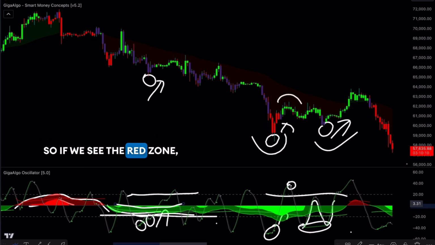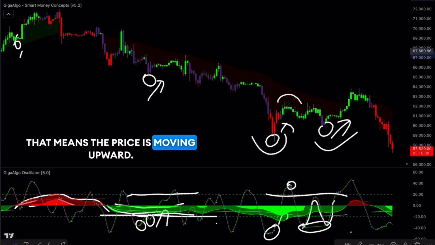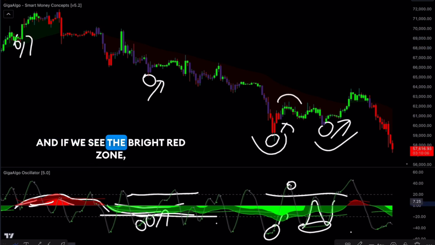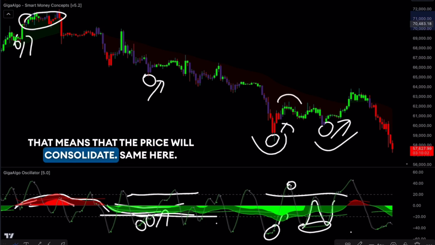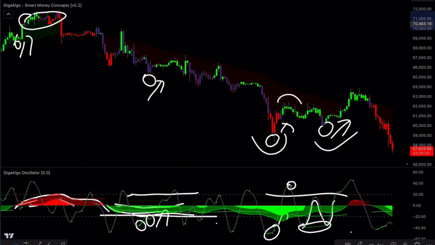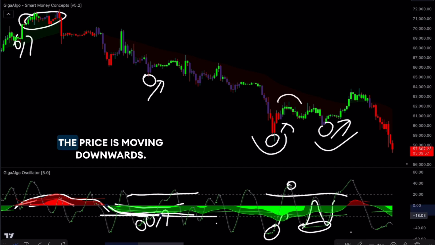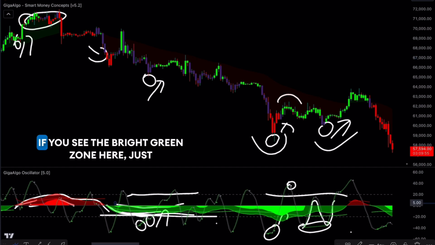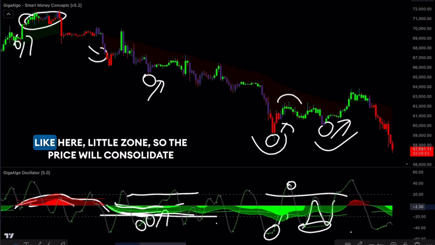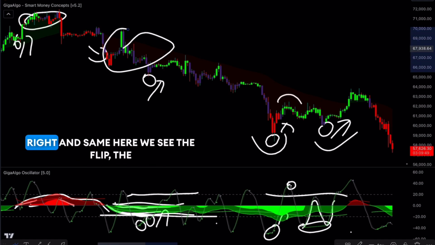So if we see the red zone, that means the price is moving upward. And if we see the bright red zone, that means that the price will consolidate. Same here, if we see the green zone, the price is moving downwards. If you see the bright green zone here, just like here, little jump, so the price will consolidate, right?